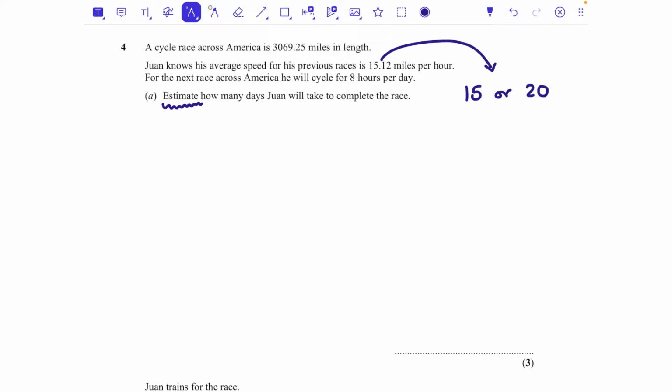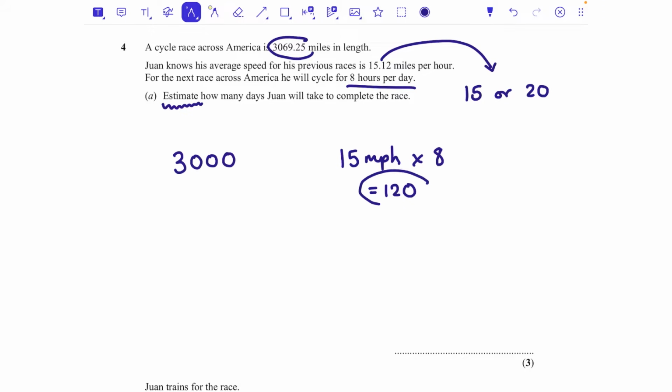But I think because we're really close to 15, and we're going to be dividing into 3,000, it feels like a sensible choice. So we're going to change the race to be roughly 3,000 miles long. And we know that he can go 15 miles per hour, roughly, and he does that for 8 hours per day. So if I times that by 8, 15 times 8 is 120. So how many days is it going to take? Well, this is how far we're estimating he can go in one day. You might have got 160 for that if you'd used the 20, and that's absolutely fine.